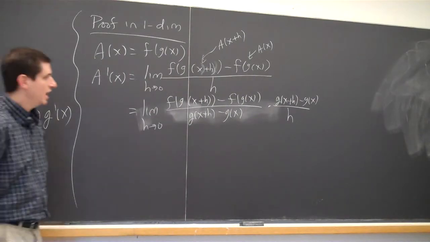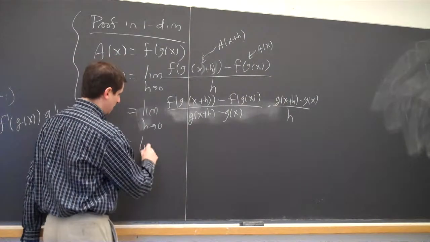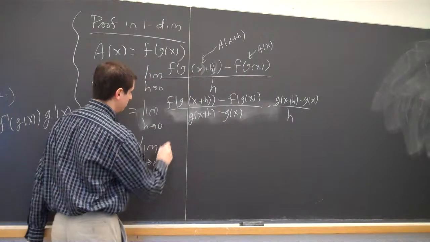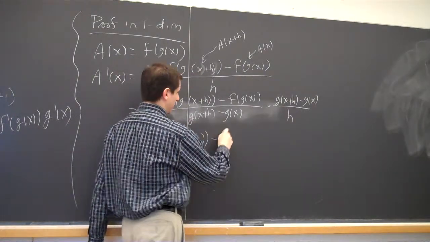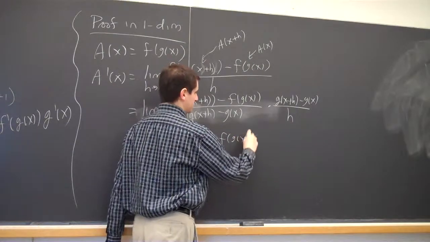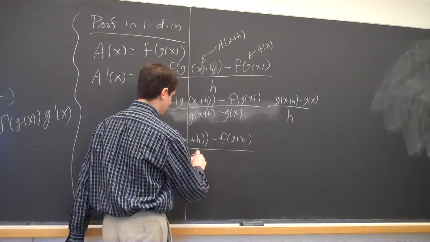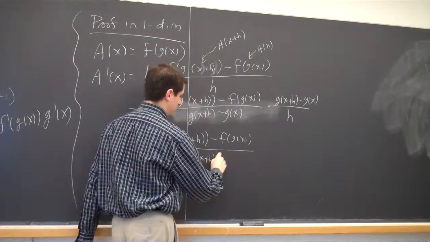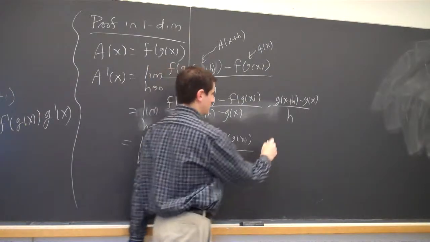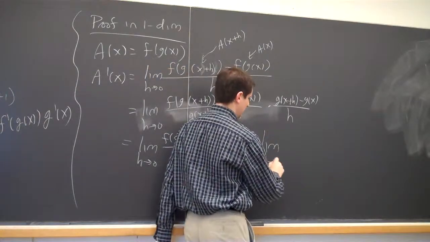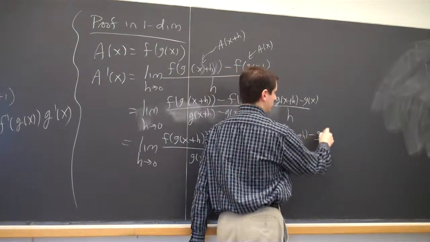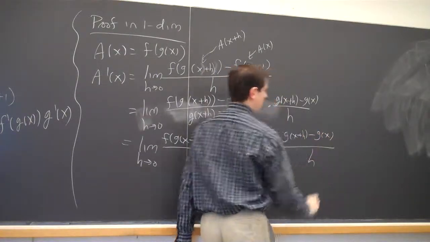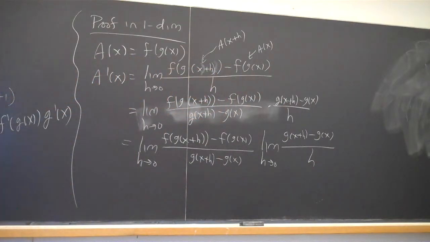Product of the limits. And now, I have the limit as h tends to 0 of f of g of x plus h minus f of g of x over g of x plus h minus g of x, times the limit as h goes to 0 of g of x plus h minus g of x over h. One of these two limits is significantly nicer than the other. Which limit is the nice limit?